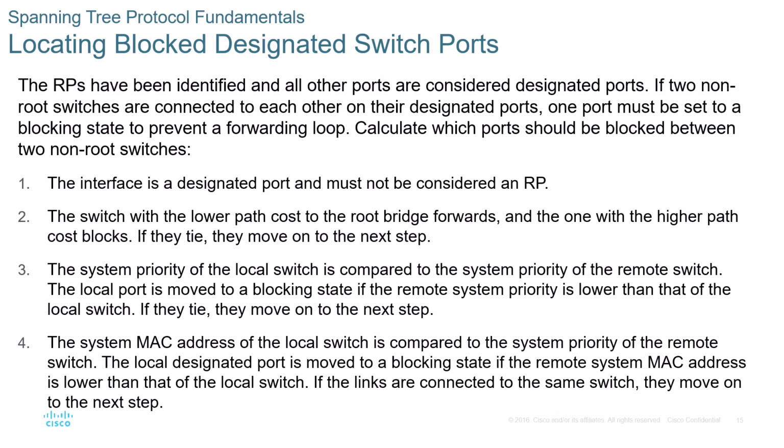The first step is the system priority of the local switch will be compared to the system priority of the remote switch. We compare both switches. The local port is moved to a blocking state if the remote system priority is lower than that of the local switch. If they tie, they go on to the system MAC address of the local switch. So, again, what exactly does that mean? Let me grab my pen.